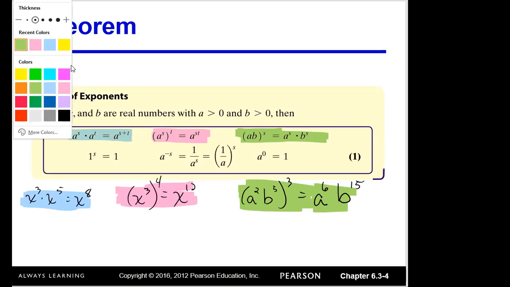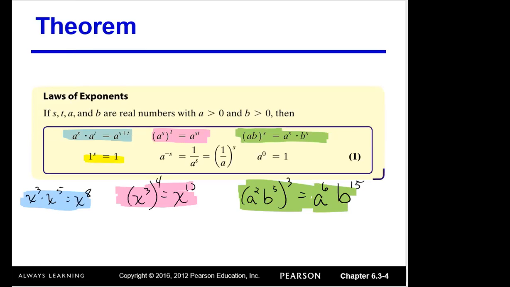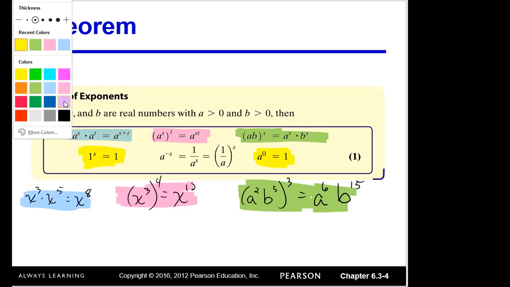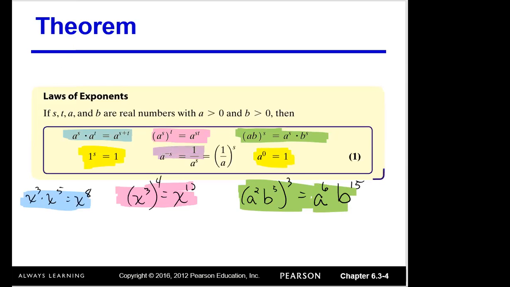The next one's pretty self-explanatory. 1 raised to any power equals 1. And then this one down here, a to the 0, also equals 1. And then you've got this guy in the middle, which is the negative exponent rule. A to the negative s is the same thing as 1 over a to the positive s, or all of 1 over a to the positive s, because 1 to anything is just 1.